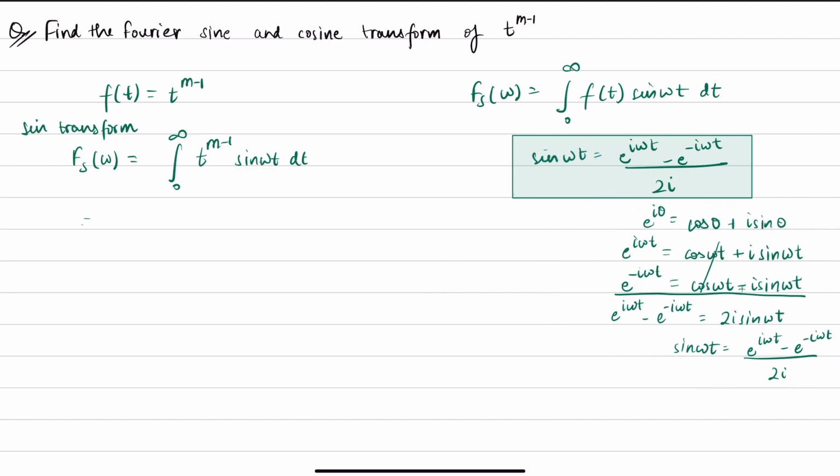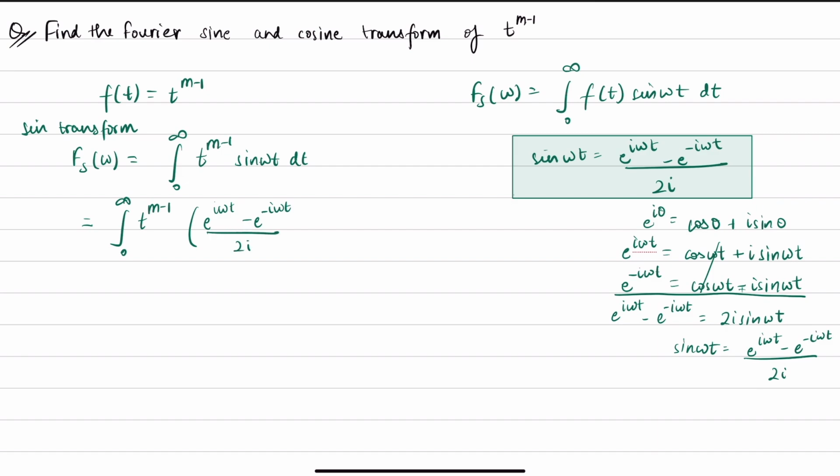So I'll just shift this part to the right. Now let us substitute this formula in this integral from 0 to infinity of t^(m-1). We will substitute sin ωt as (e^(iωt) - e^(-iωt)) divided by 2i. Let us take 1 by 2i outside. We can write this as two separate integrals: the integral from 0 to infinity of t^(m-1) e^(iωt) minus the integral from 0 to infinity of t^(m-1) e^(-iωt). So we are going to use the gamma function.